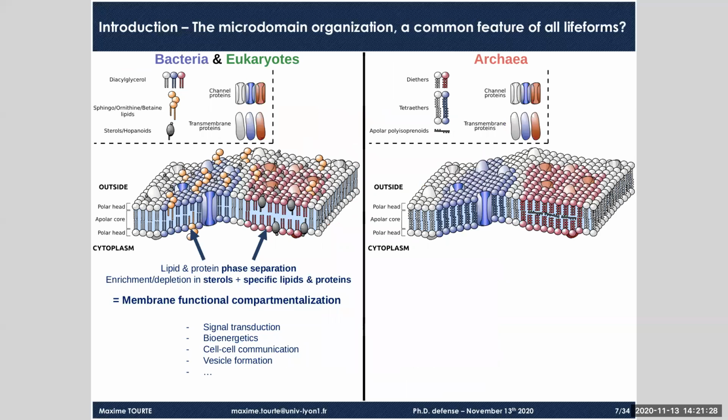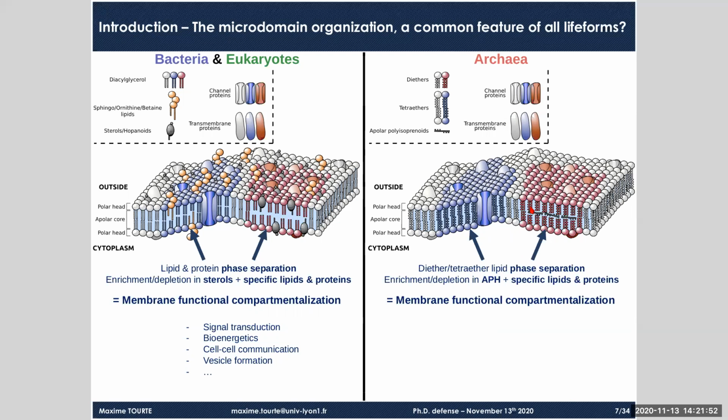what we can see is that we can actually segregate monolayer domains that are composed of our tetraether lipids in blue here. And on the other side, we have this apolar polyisoprenoid containing bilayer domains in red. So just like in bacteria and eukaryotes, we have these different populations and different regions of the membrane which have different physicochemical properties and thus can ensure different sets of proteins.